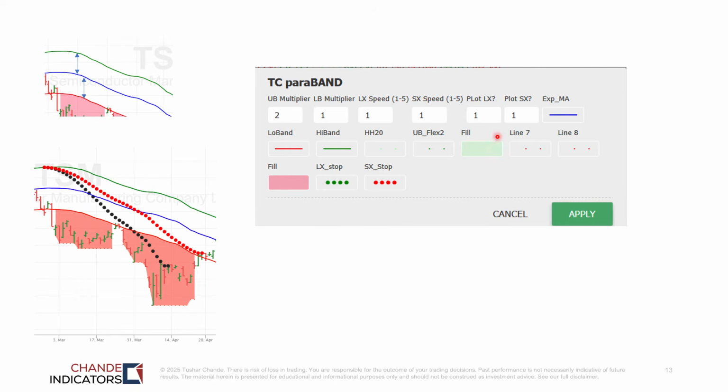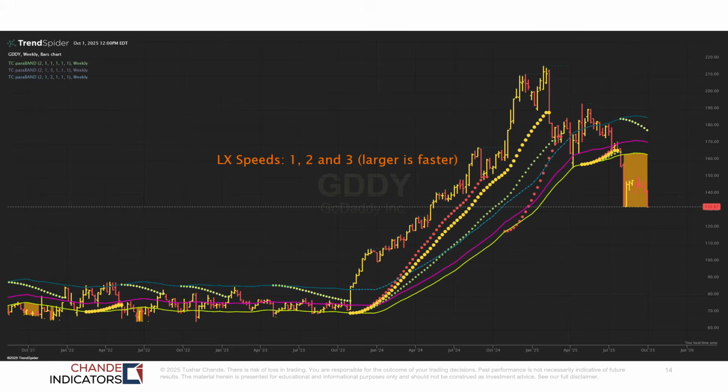And then the plot LX, plot SX, or long exit and short exit, merely allows you to turn on and off the short side exit or the long side exit. So this simplifies the presentation for trading purposes. And then these are the various lines that you can change the colors of, as you go from a light scheme to a dark scheme or to suit your preferences. So let's review a bunch of the charts just to get a sense for how this indicator works.